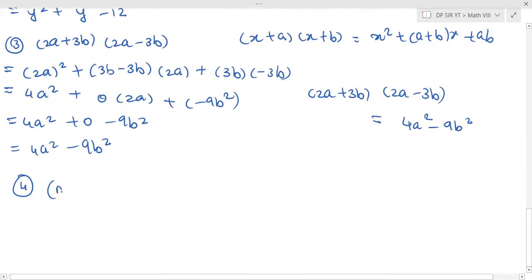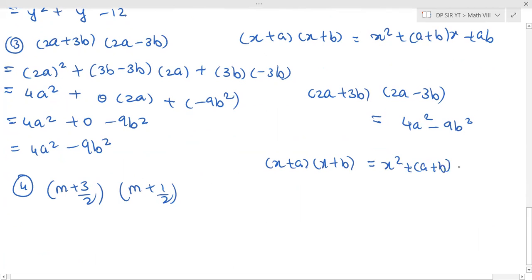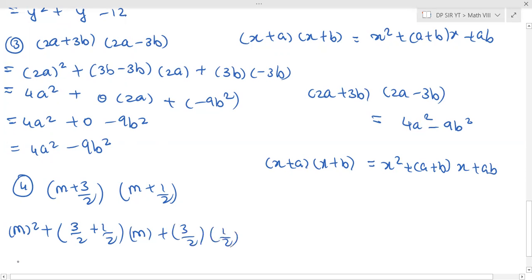m plus 3 by 2 and m plus 1 by 2. Same formula. So x plus a and x plus b is equal to, so this is the formula. Here what is your x square? It is m, so m square plus a plus bx, so 3 by 2 plus 1 by 2 x, so m plus ab. So here it's going to be 3 upon 2 into 1 upon 2.